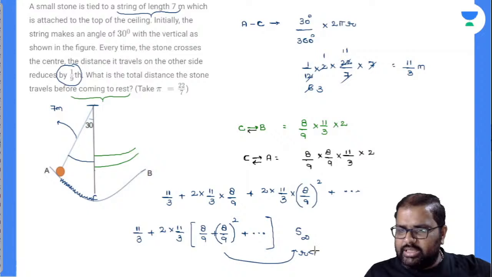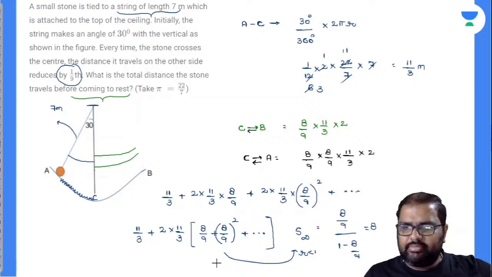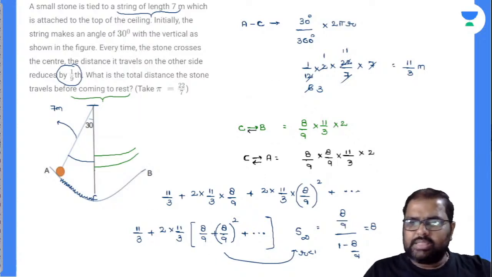It is only this formula that will work out. A value is 8/9. R value is also 8/9. 1 minus 8/9 will be 1/9. So finally your value will be 8 there. So I'll be writing down this answer there.